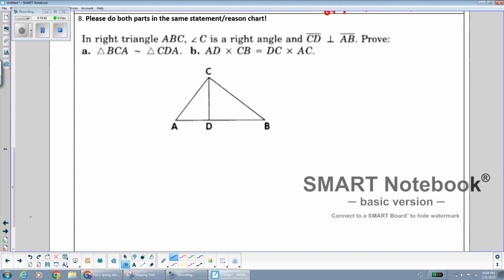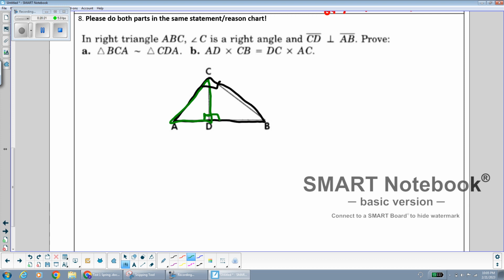Okay, let's take a look here. So we want to prove triangle BCA, that's the big triangle, similar to triangle CDA, that's the small triangle over here. And we're told that we have right triangle ABC, and that in right triangle ABC, in the big triangle, angle C is the right angle. And we're also told that CD is perpendicular to AB. So that does mean there are right angles formed here.